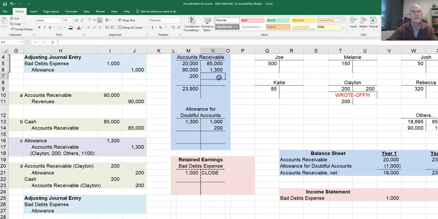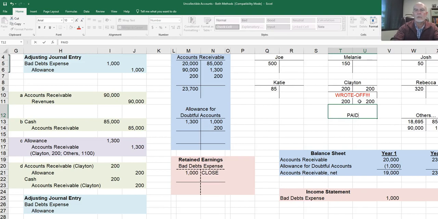And so the credit to accounts receivable is posted up here, and also to Clayton's account. And now his account is back to zero, but not because we wrote it off, but because he's actually paid in full. And we may want to just go ahead and recognize that. And that way we can actually see that that's a good customer, a good balance again.